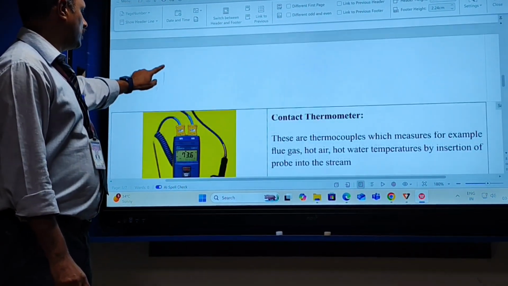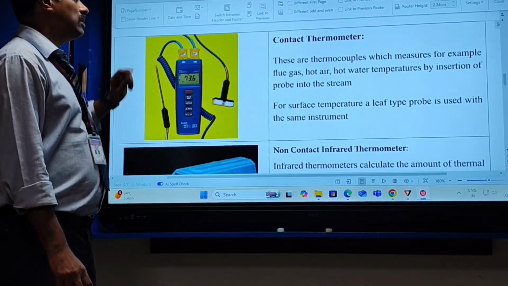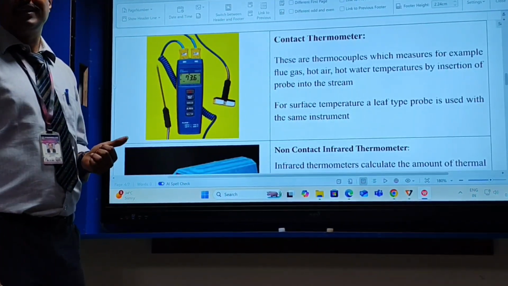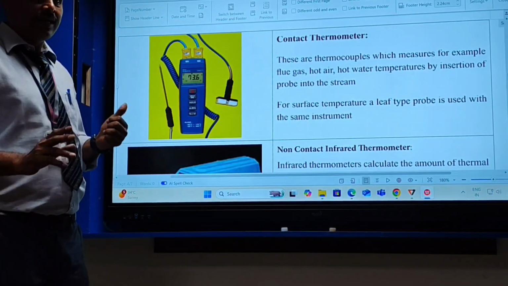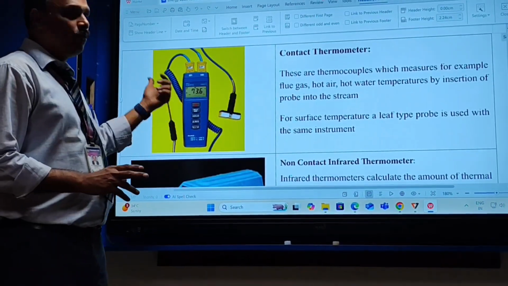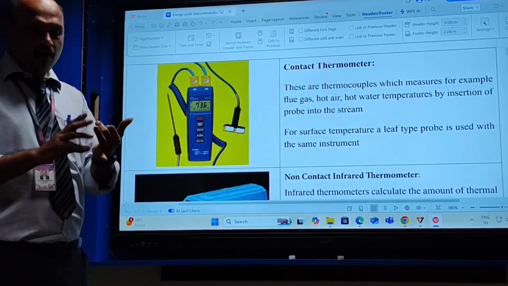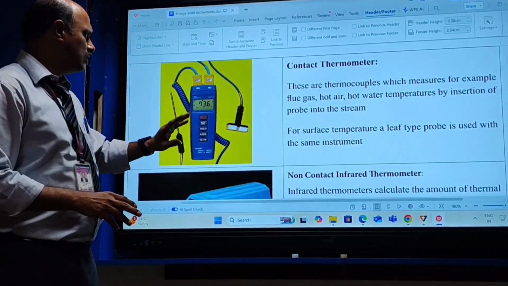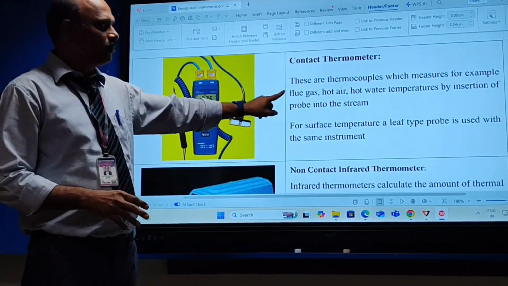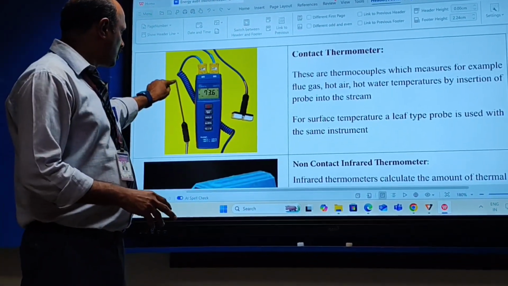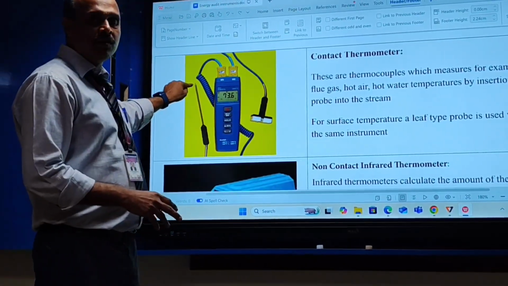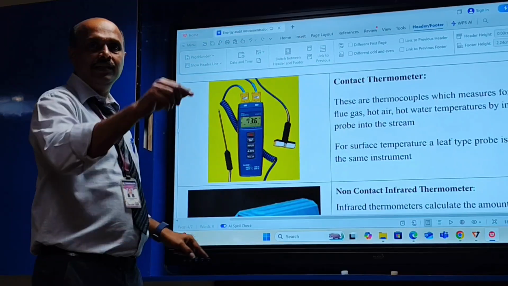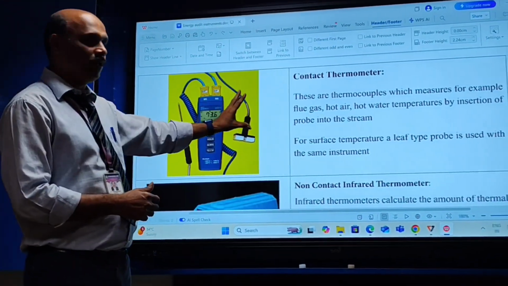The next type of instrument is called the contact type thermometer. It is just like the thermocouples, which measure the temperature of a furnace or combustion chamber. It can be used to find out the flue gas temperature, water temperature or air temperature. All temperatures you can measure. It is a contact type, so you have to touch. This is the touching point. If you want to measure the temperature of the water, you have to dip this point inside the chamber like this, which is contact type.